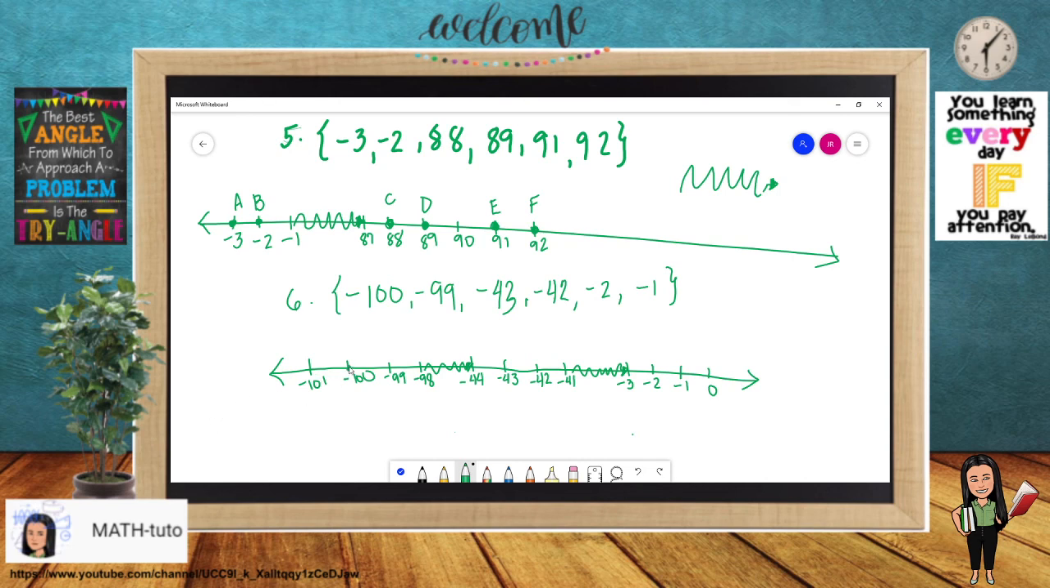These are the points needed. We have negative 100, negative 99, negative 43, negative 42, negative 2, and negative 1. Oops, nagkamali ako ng pinaglagyan ng A, kasi wala namang point, we are not asked to plot anything for negative 101. So, B, C, D, E, and F.